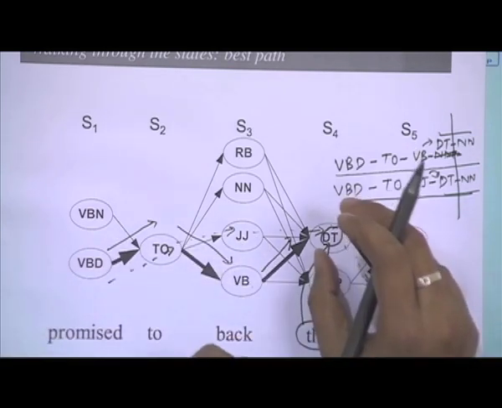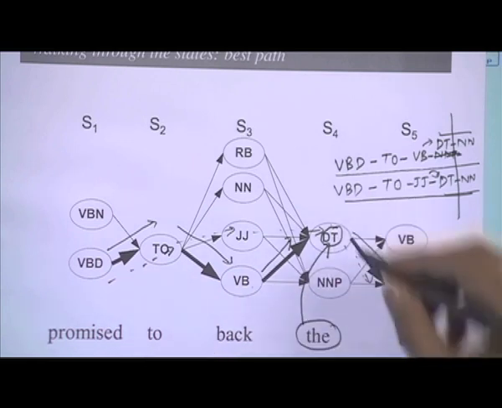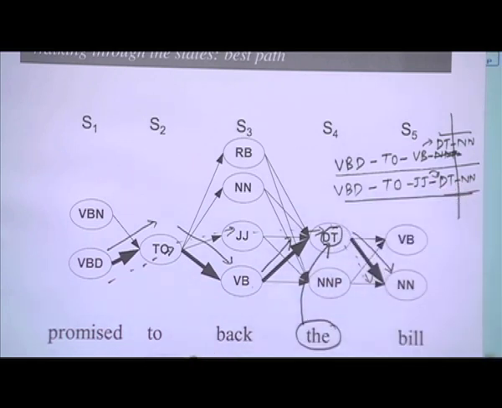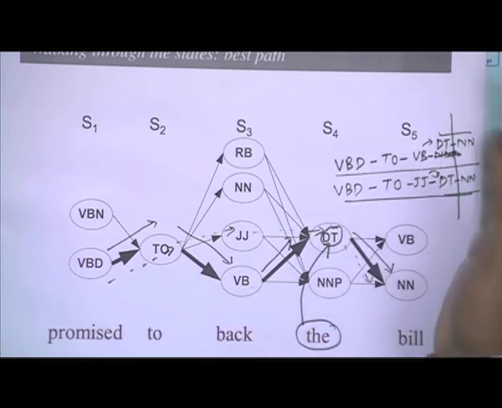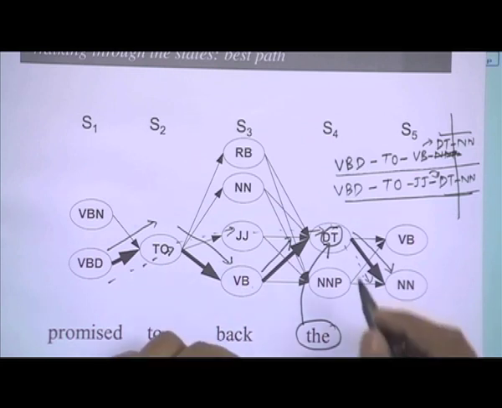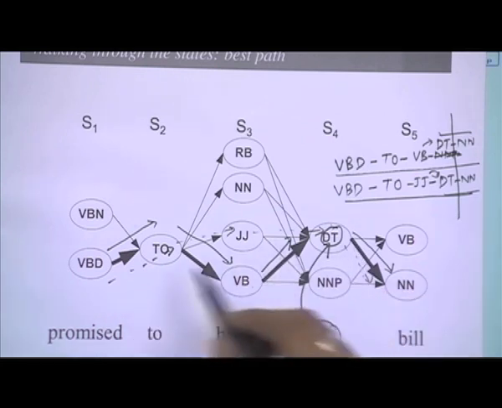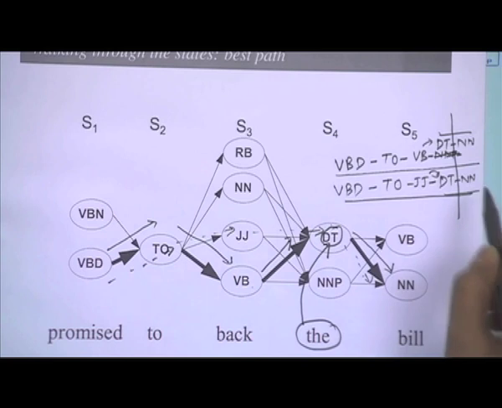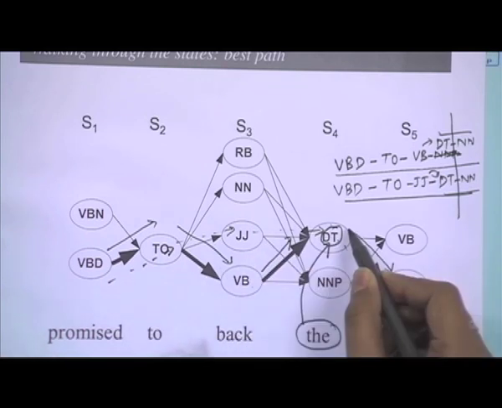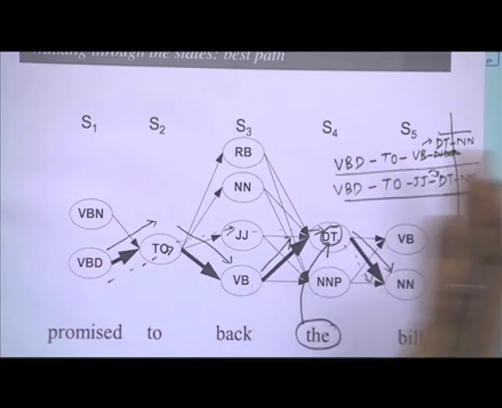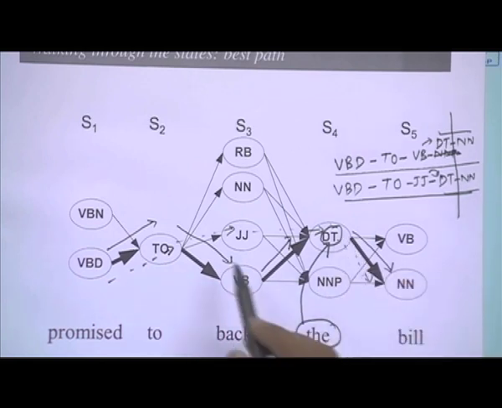If I can somehow find that, the later computations for the two paths will be the same. So then I do not need to compute these probabilities again for the next sequence. If I can store at this point that the best way is coming from VB and not from JJ, then when I am doing it for the next steps that go via DT, I do not need to explore this path. So this is the idea.